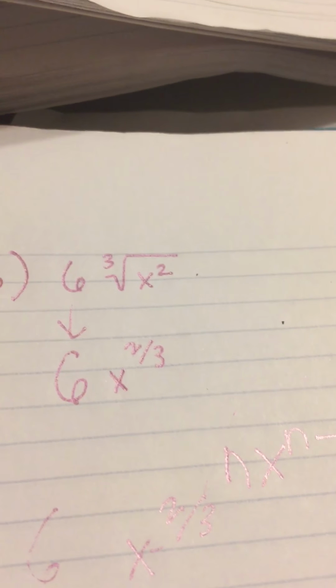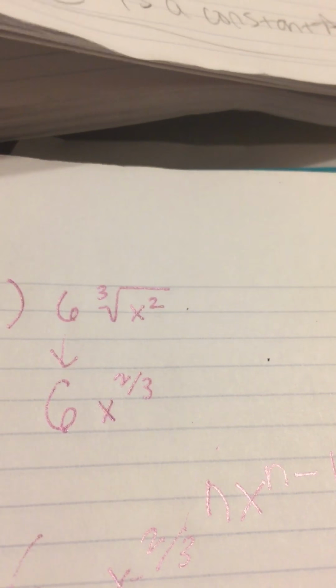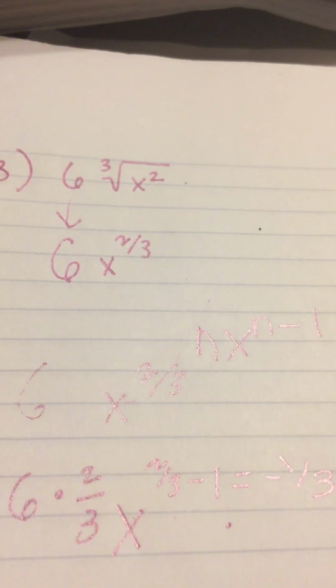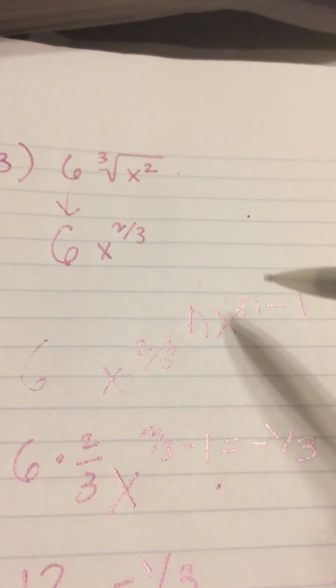And so now we can use the power rule. The power rule is n times x to the n minus 1 power. And n is whatever your exponent is. In this case, it's going to be 2 over 3. So we can use this rule now.